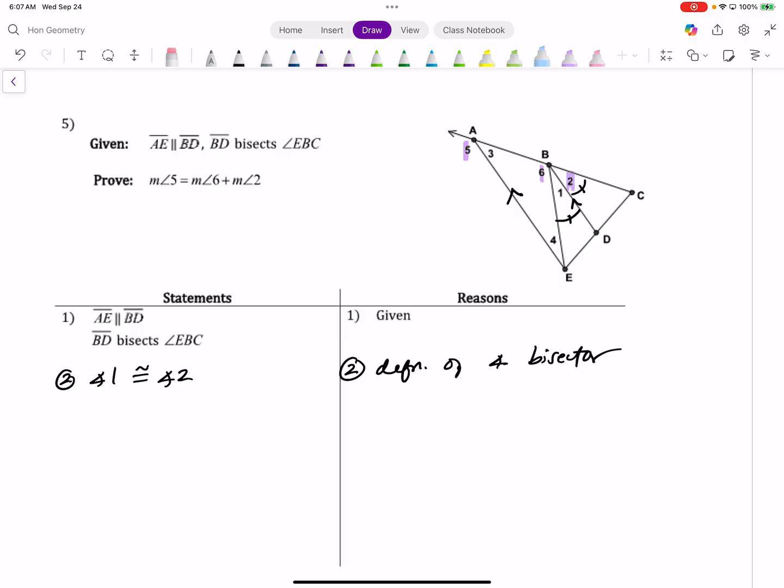And let me go ahead and do this. Not angle, but AE parallel to BD. So I've got my two parallel lines right there. So I need 5, 6, and 2.